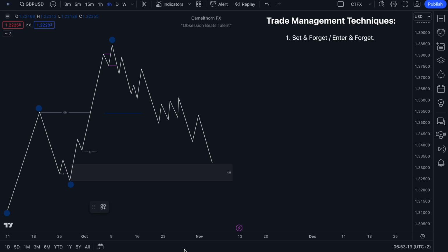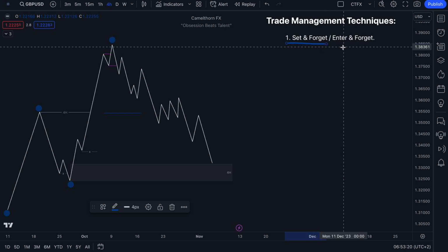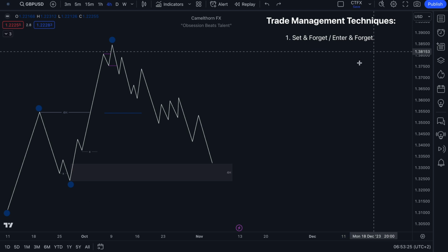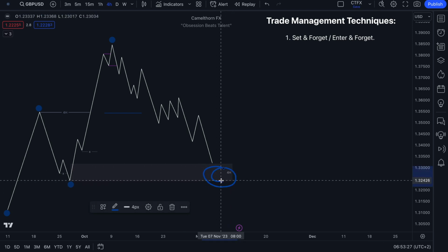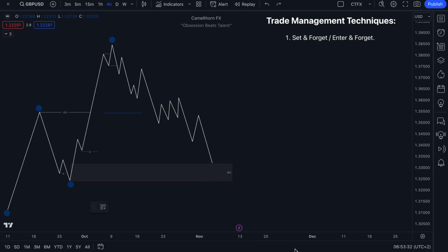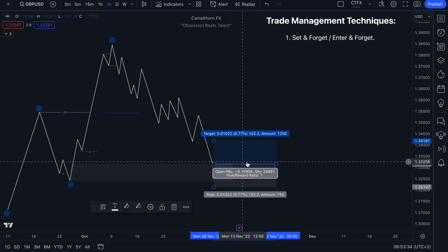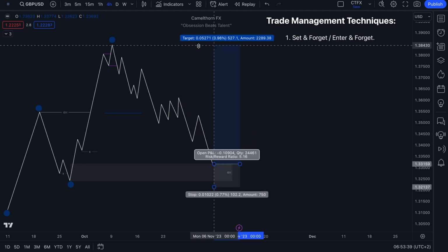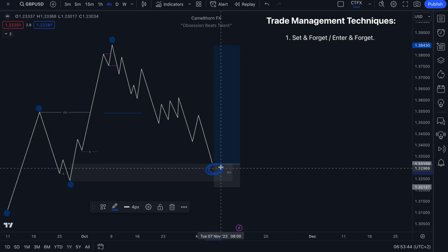Now, the first trade management technique is very simple and very straightforward. It involves a set and forget or an enter and forget approach. With this particular technique, after you've identified your high value area where you would like to execute your position, you would either place a limit order directly on the zone, or as price action comes in to interact with your area, you would execute your position at market using a market execution.